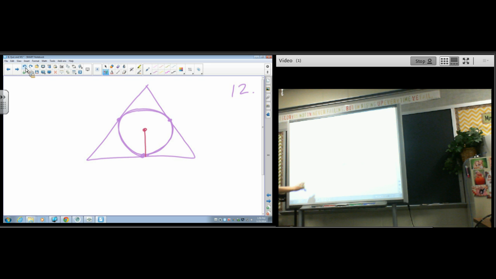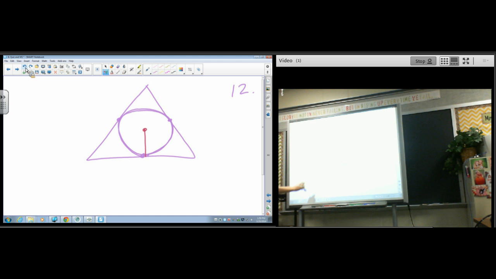Cynthia, what's the perimeter? Amy, what's the perimeter? 54. How'd you get that? 18 times 3. Didn't I tell you I would make the mistake? Did you do it too? 9 is half of the side. The whole side is 18. 18 times 3 is 54. Apothem times perimeter divided by 2. I'm going to stop there.